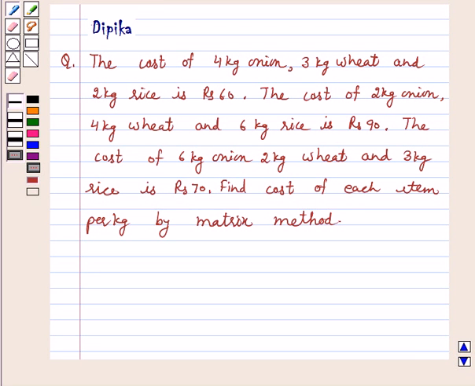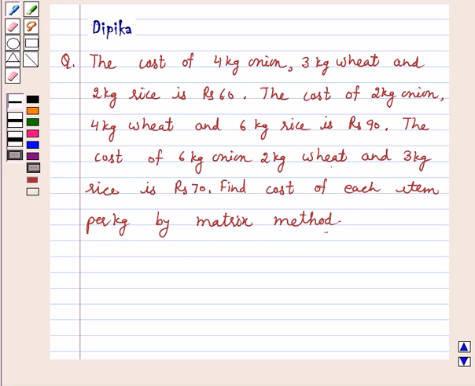I am Deepika here. Let's discuss the question. The question says, the cost of 4 kg onion, 3 kg wheat and 2 kg rice is rupees 60. The cost of 2 kg onion, 4 kg wheat and 6 kg rice is rupees 90. The cost of 6 kg onion, 2 kg wheat and 3 kg rice is rupees 70. Find the cost of each item per kg by matrix method.